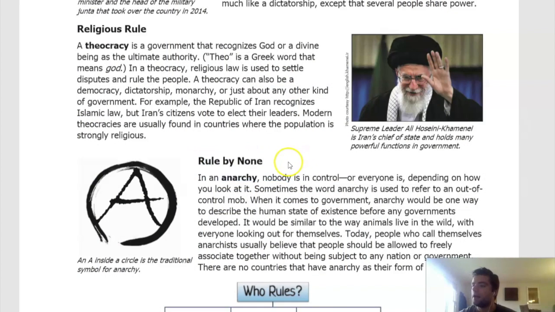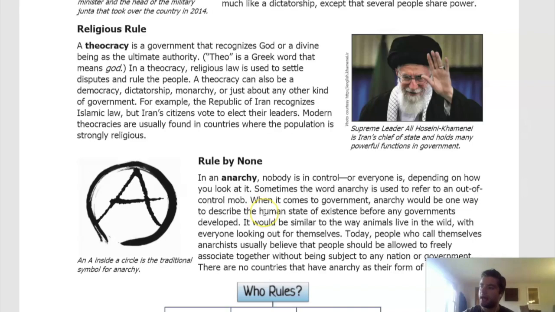Finally, a system called anarchy, where no one is actually in charge. Is that even possible? Rule by none. In an anarchy, nobody is in control. Or everyone is, depending on how you look at it. Sometimes the word anarchy is used to refer to an out-of-control mob.